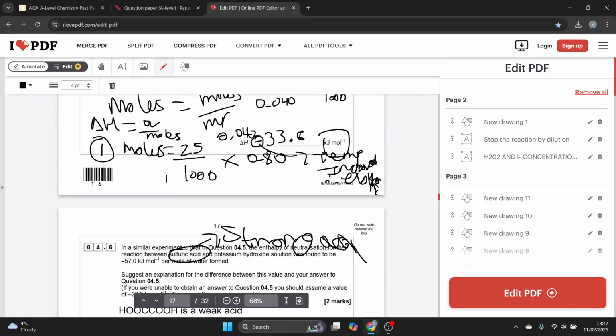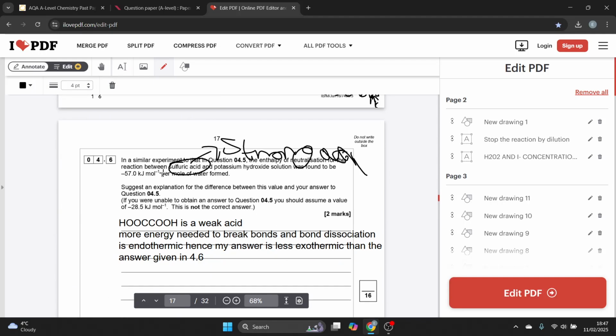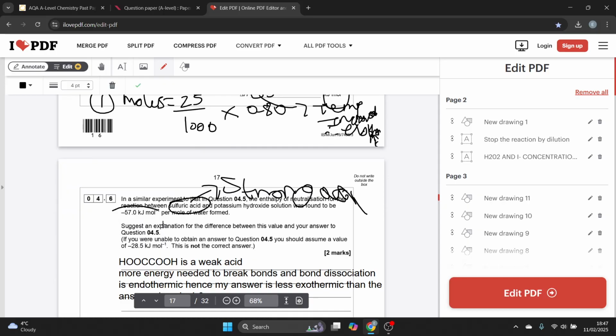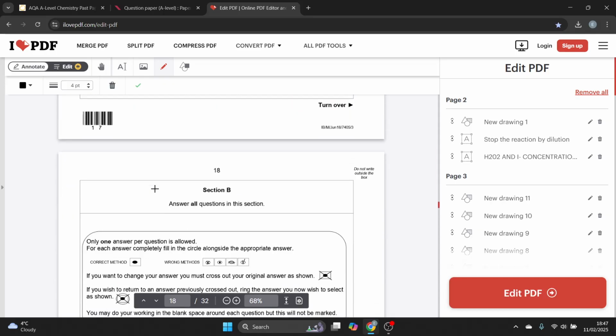And that makes sense. HOOCCOOH is a weak acid. Therefore, more energy is needed to break the bonds. What's bond breaking? Endothermic. Therefore, my answer is less exothermic. So it's minus 33.6 when it should be minus 57.0. That is the end of section A.